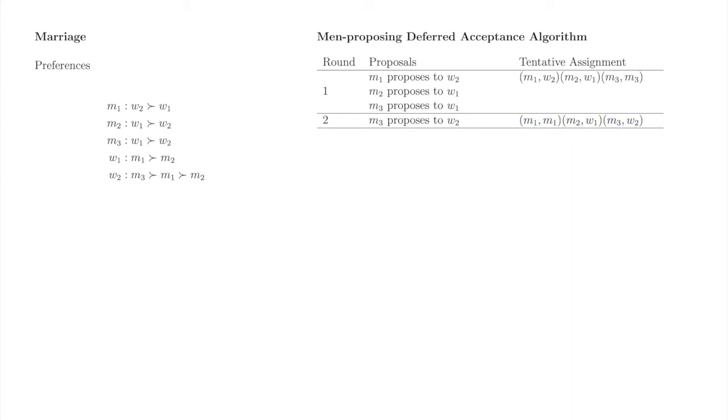Round 2 ends. Round 3 begins. M1 proposes to W1, his favorite woman who hasn't rejected him yet.